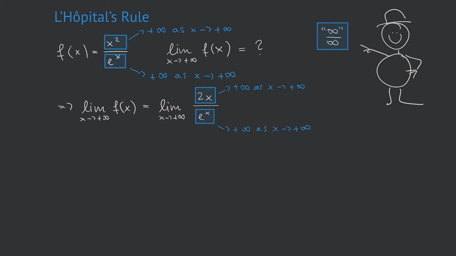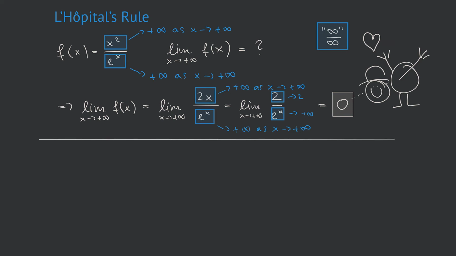another time. So we once more build the derivative of numerator and denominator, and we get that this is equal to the limit of 2 over e to the power of x. Here we finally can apply our standard procedure because the numerator goes to 2 and the denominator goes to positive infinity, which is why the entire fraction goes to 0.